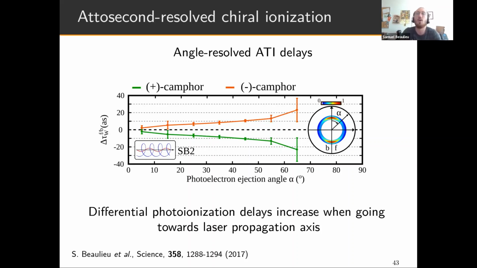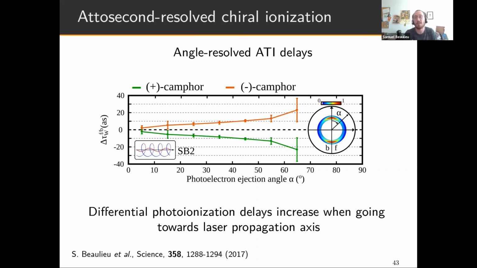So we can see that close to the polarization plane, so close to 0, where photoelectron circular dichroism is expected to be vanishing, the photoionization delays are also forward-backward symmetric, so an asymmetry of 0. And when going towards the light propagation direction, where the PECD is expected to be maximal, the asymmetry of the photoionization delay reaches a maximum value of roughly 25 attoseconds, and it switches sign when we swap the molecular enantiomer.